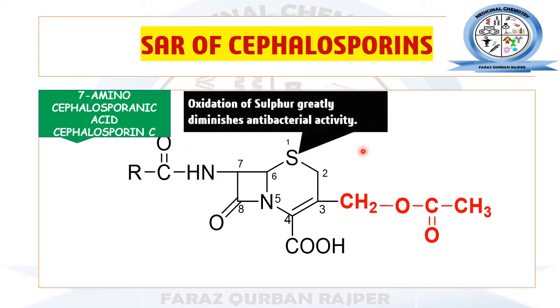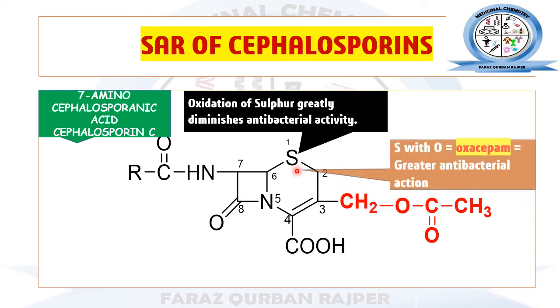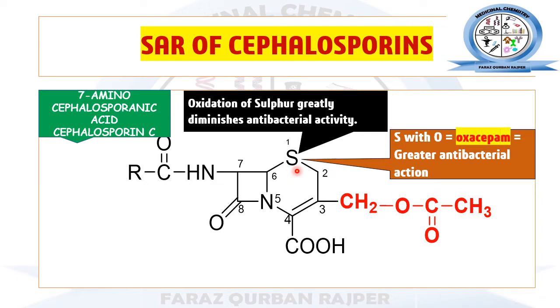So let's consider position number 1. You may observe that at position number 1 sulfur is present. If we cause oxidation of the sulfur, it will be converted into the sulfone, and that sulfone derivative will have lesser antibacterial activity. Besides this, we can substitute this sulfur with oxygen to convert the cephalosporin into a more active antibacterial agent, and those derivatives are known as oxacephems. An oxacephem is a cephalosporin derivative that has oxygen in place of sulfur at position number 1, and it has greater antibacterial activity.